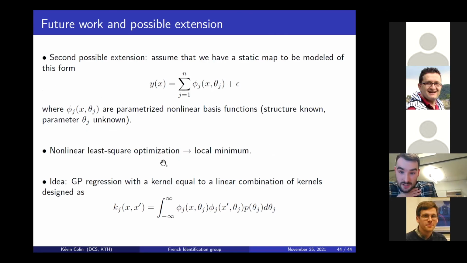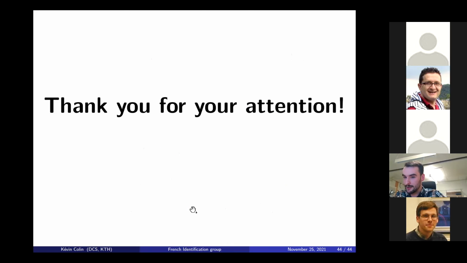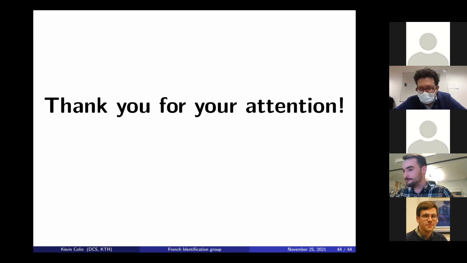The second possible extension, and maybe that will interest the modeling community, is that assume that we have a model static map which is like this, where phi j are parameterized nonlinear basis functions for which we know the structure, but we don't know the parameter theta j and we want to estimate it. Then we could use this idea of constructing the kernel in order to do GP regression and to tailor better the kernel design in this GP regression. Okay, thank you. I would like to thank you all for your attention.